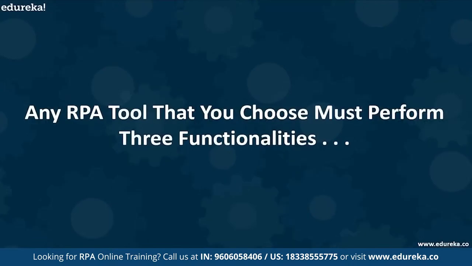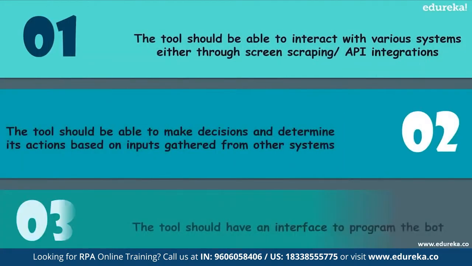Any RPA tool that you choose must perform three functionalities. It should be able to interact with various systems either through screen scraping or API integrations. It should be able to make decisions and determine its actions based on inputs gathered from other systems. It should have an interface to program the bot.